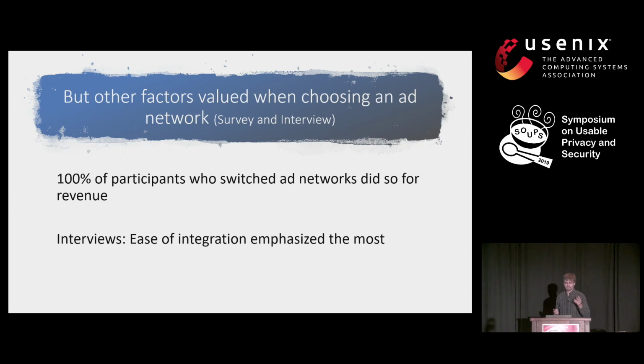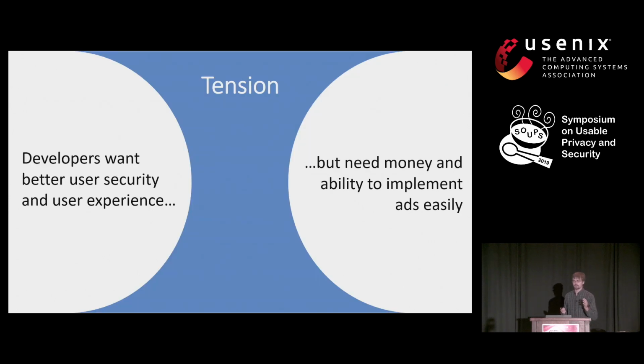So how can we explain these dissonant findings? We suspect there's an underlying tension between, on the one hand, developers really wanting better user security, a better app experience, and respecting user privacy. Like, that's what they want. But at the end of the day, when it comes time to putting ads in your app and rent is due at the end of the month, then money and the ability to implement ads easily take precedence.